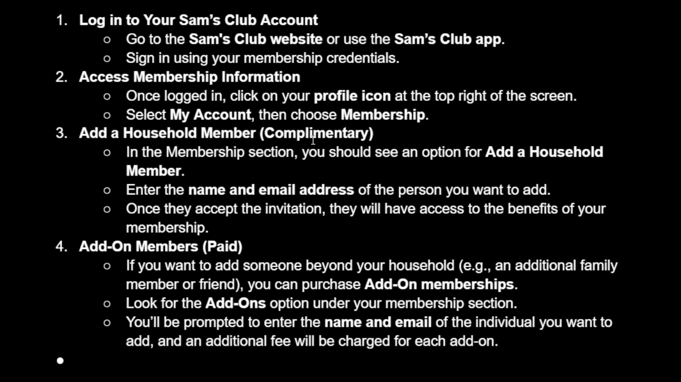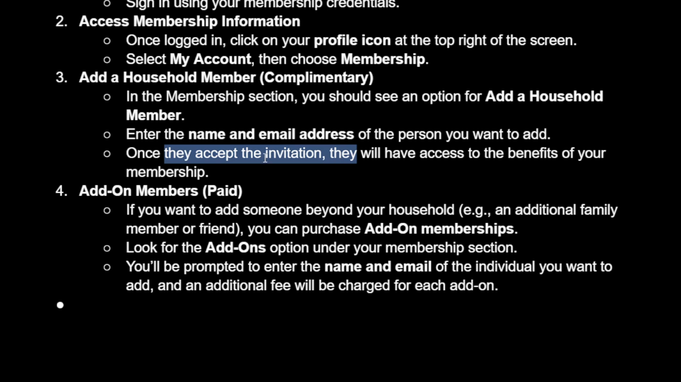Add a household member, complimentary. So in the membership section, you should see an option for add a household member. You want to enter the name and the email address of the person you want to add. Once they accept the invitation, it will be sent by email. They will have access to the benefits of the membership.